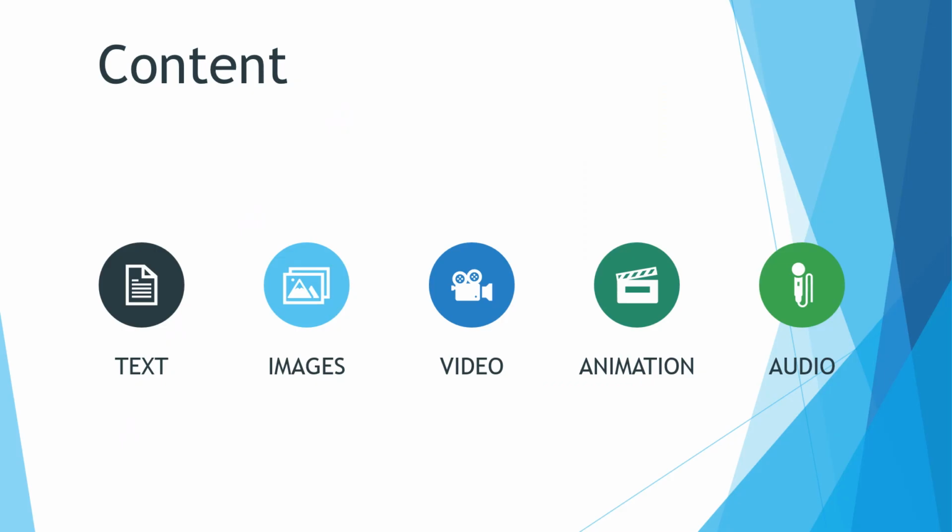Now let's talk about the content on your website. Content consists of text, images, video, animation, and audio. Now don't forget to provide accessibility. For example, if you're doing some audio, make sure there's some accompanying text, and if you're using images, make sure that you're providing alternative text for that.